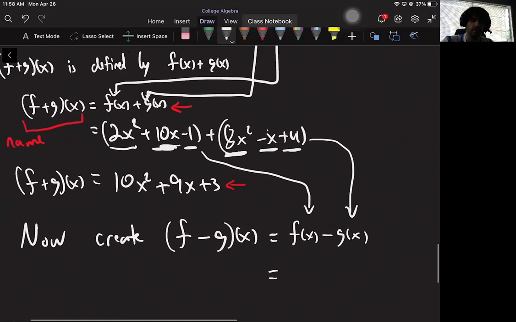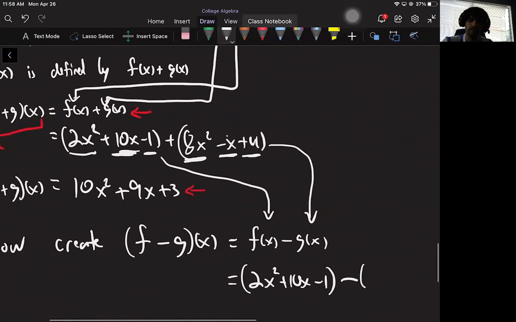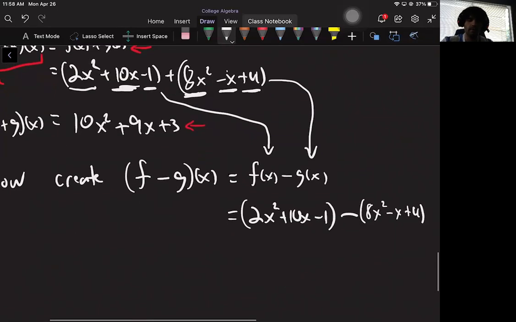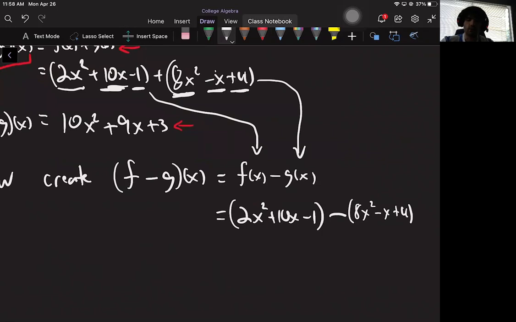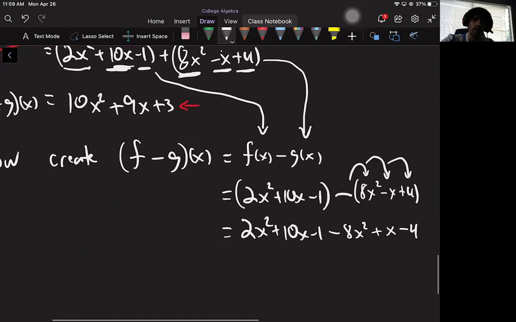So let's do that. So this will be 2x squared plus 10x minus 1 minus g of x, 8x squared minus x plus 4. So now we're subtracting two polynomials, and so we just do what we did that time, which is first distribute the negative before trying to continue. You could do it all at once if you're very comfortable, but I wouldn't recommend it. Minus 8x squared. You distribute the negative to the first one. This becomes a plus x on the second one, and a minus 4 on the third one. Now I will combine like terms.